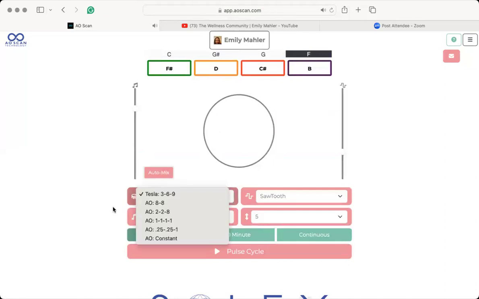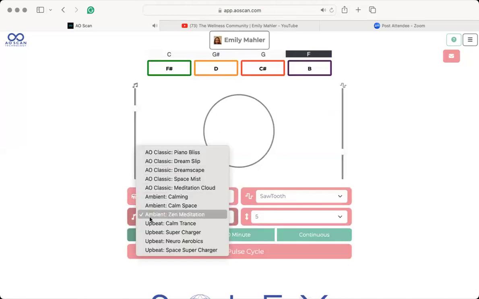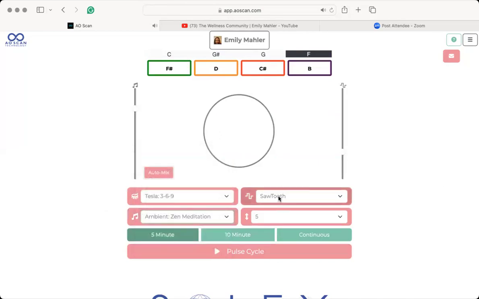So this is the beat of the frequency. This is the music. I can't remember the words for these, but these both have to do with the frequency as well. Over here, you can turn the music volume up. You can turn the frequency volume up or down. It is important to hear the frequency as well, so you want to make sure you can at least hear it a little bit.